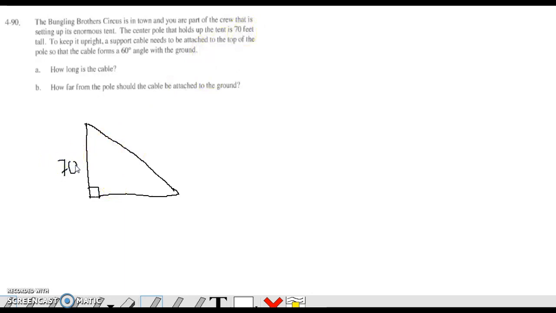So I'm going to put 70 here. It's making a 60-degree angle with the ground. So again, here's the ground. We want to know how long this cable is. So I'm going to put a little X right there. So this will be your sine. So sine of 60 degrees is equal to opposite 70 over X. Multiply X to both sides. Eventually, you will get this 70 over sine of 60.